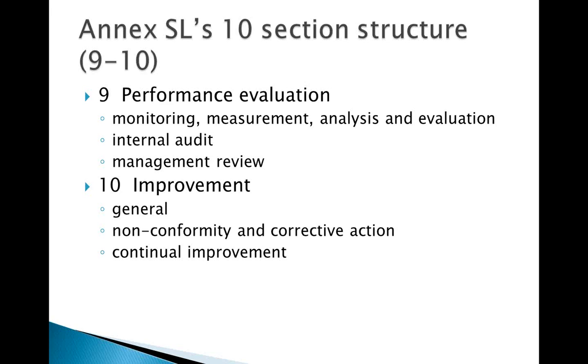The other way that you can think of the layout of the auditable portion of the standard is that it does follow a quasi plan, do, check, act cycle. 4, 5, 6, and 7 represent plan. Section 8 represents do. Section 9 would represent check, and Section 10 would represent act.